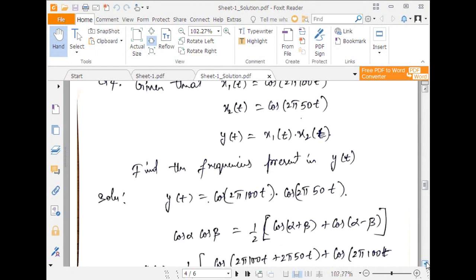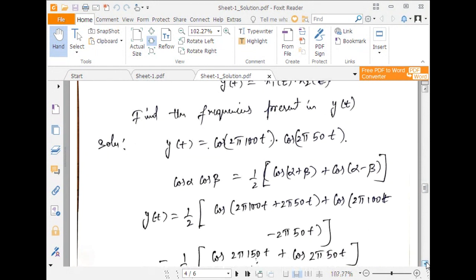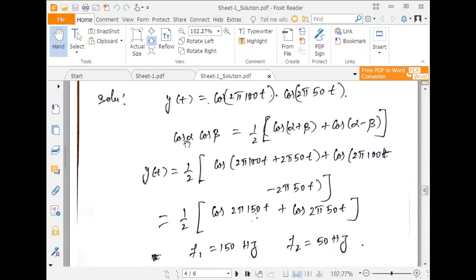You want to find y of t? No, not finding y of t, just the frequencies present in y of t. Substitute here x1 of t and x2 of t. Cos 2 pi 100 t is x1 of t, cos 2 pi 50 t is x2 of t. Use this formula: cos alpha cos beta equals 1 by 2 of cos alpha plus beta plus cos alpha minus beta. What is alpha here? 2 pi 100t. What is beta here? 2 pi 50t. Clear?